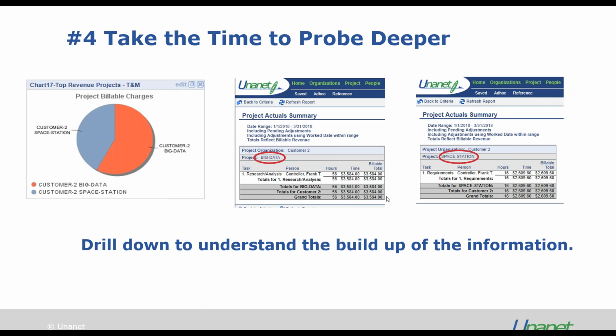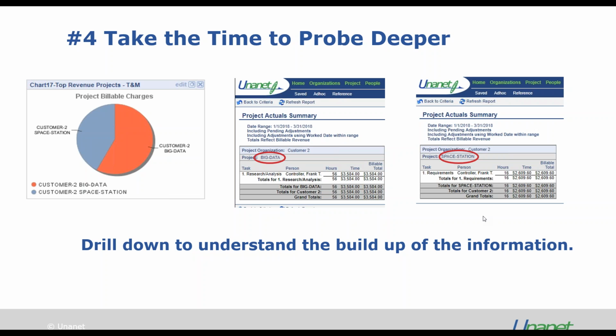One thing that's very interesting as I look at these two reports is that I've got Frank T. Controller, and in this project, he's got 56 hours for $3,500, and over here, he's got 16 hours for $2,600. So which project is Frank actually making the most money on? Well, it's this one over here, the space station. That gives you some key indications of anomalies or different things within your data so that you can really understand what's going on.